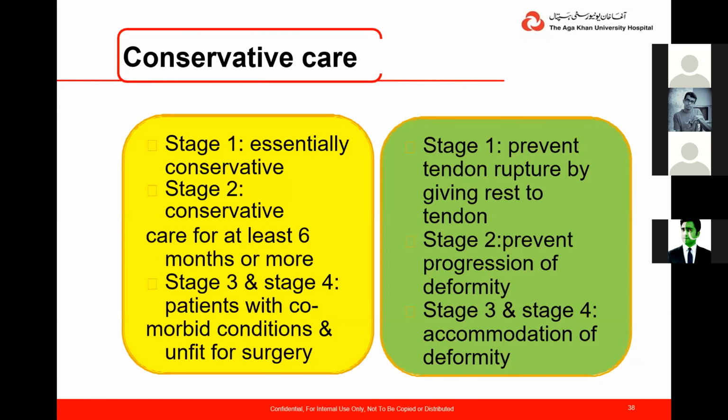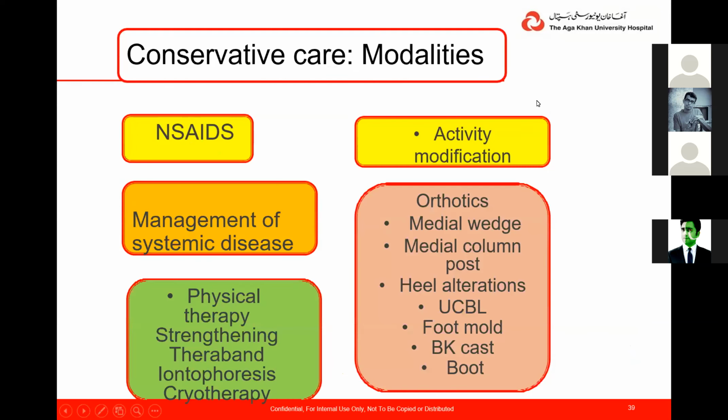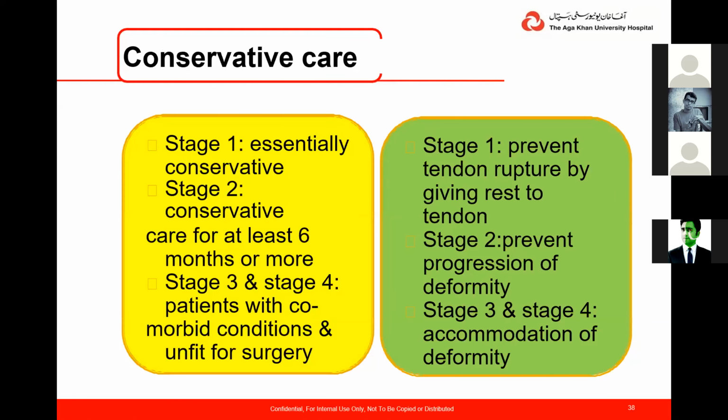So stage 1 is usually conservative, and the purpose is to prevent tendon rupture by giving rest to the tendon. Stage 2 is conservative for at least 6 months and to prevent progression of this disease. Stage 3 is patients with comorbid condition and unfit for surgery. We usually ask the patient to accommodate to live with the deformity.